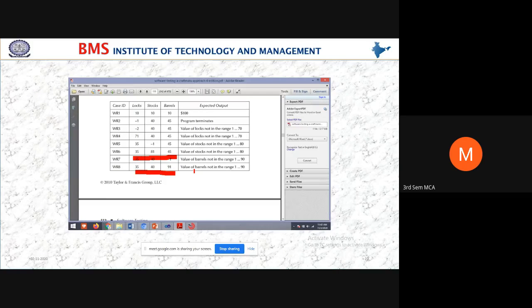Understood the test case table, students? Respond. Artha aita?